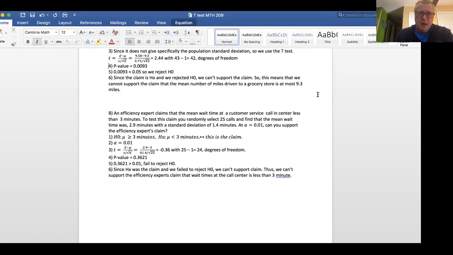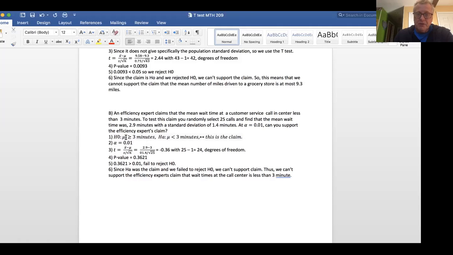Okay. And B, an efficiency expert claims that the mean wait time for a customer service call center is less than 3 minutes. To test this claim, you randomly select 25 calls and find the mean wait time is 2.9 minutes with a standard deviation of 1.4 minutes. At a significance level of 0.01, can you support the efficiency expert's claim?